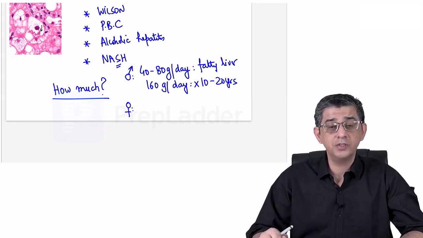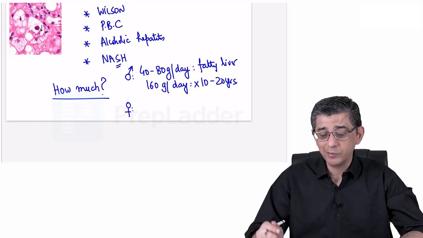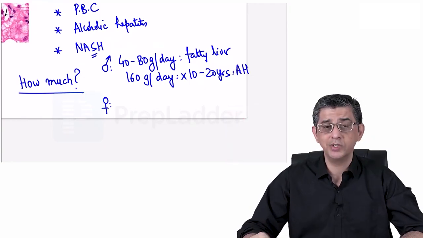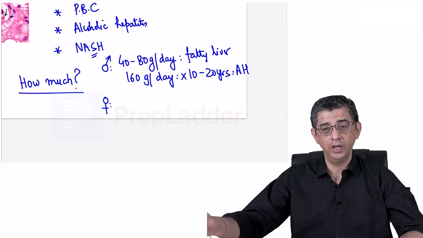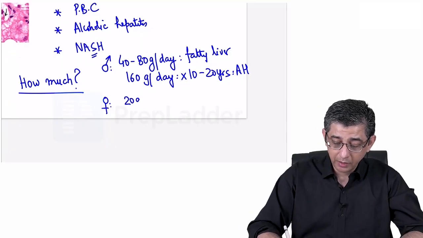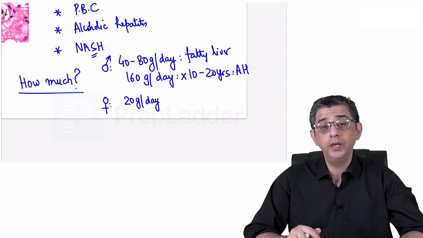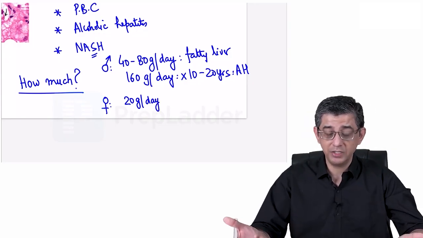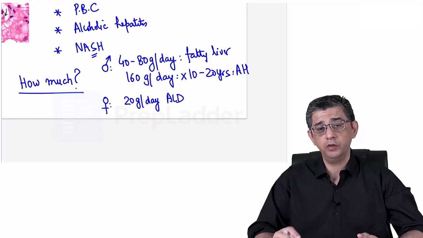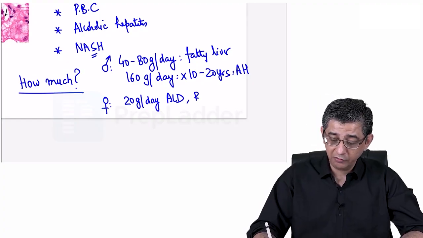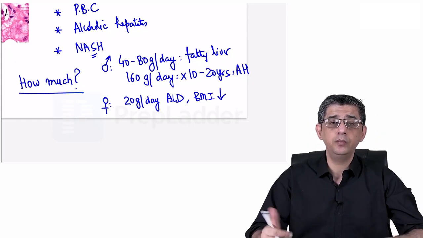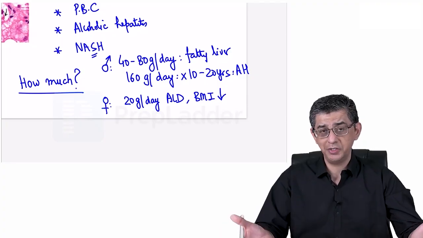But the point is, if a person is consuming 160 grams of alcohol on a daily basis, then this person will definitely develop alcoholic hepatitis. I'm using the short form AH, and then from there on, progression to alcoholic cirrhosis will occur. In comparison, when it comes to women, studies have shown that only 20 grams, you can see a very substantial difference here. Only 20 grams per day can cause progression into development of alcoholic liver disease. Why is it that women are more susceptible? One is that body mass index is lesser. So per unit body weight, alcohol will have a greater distribution.